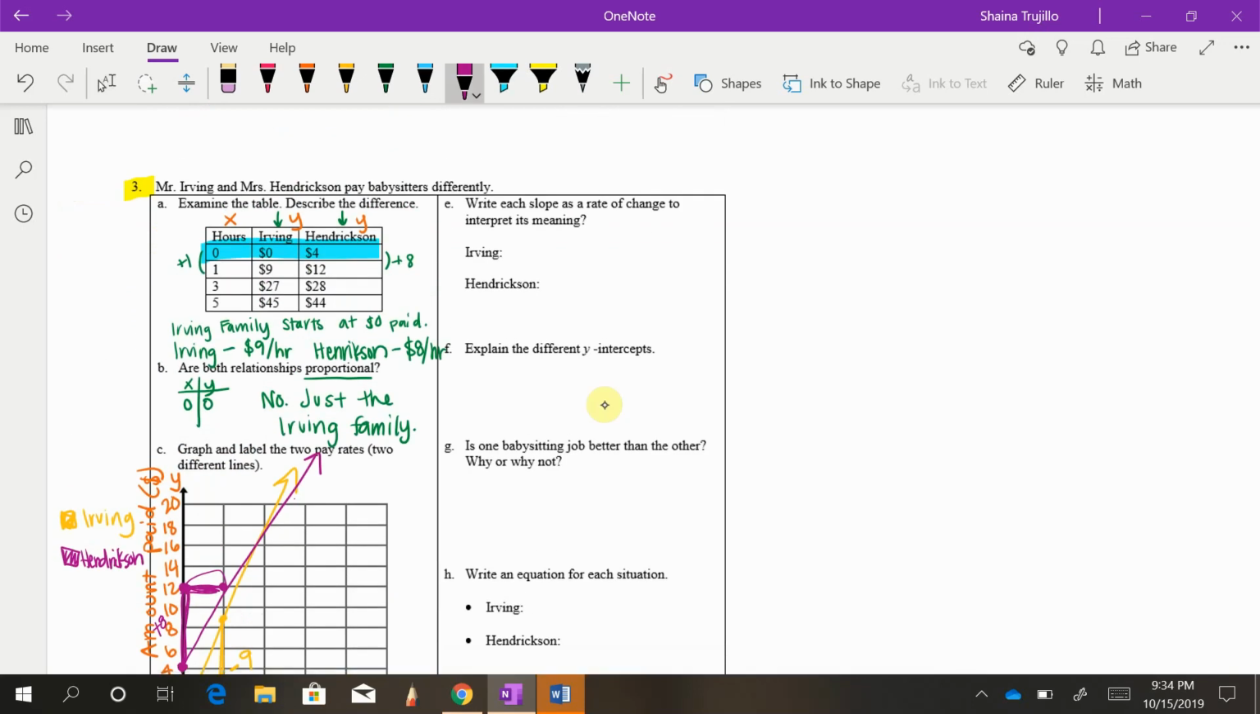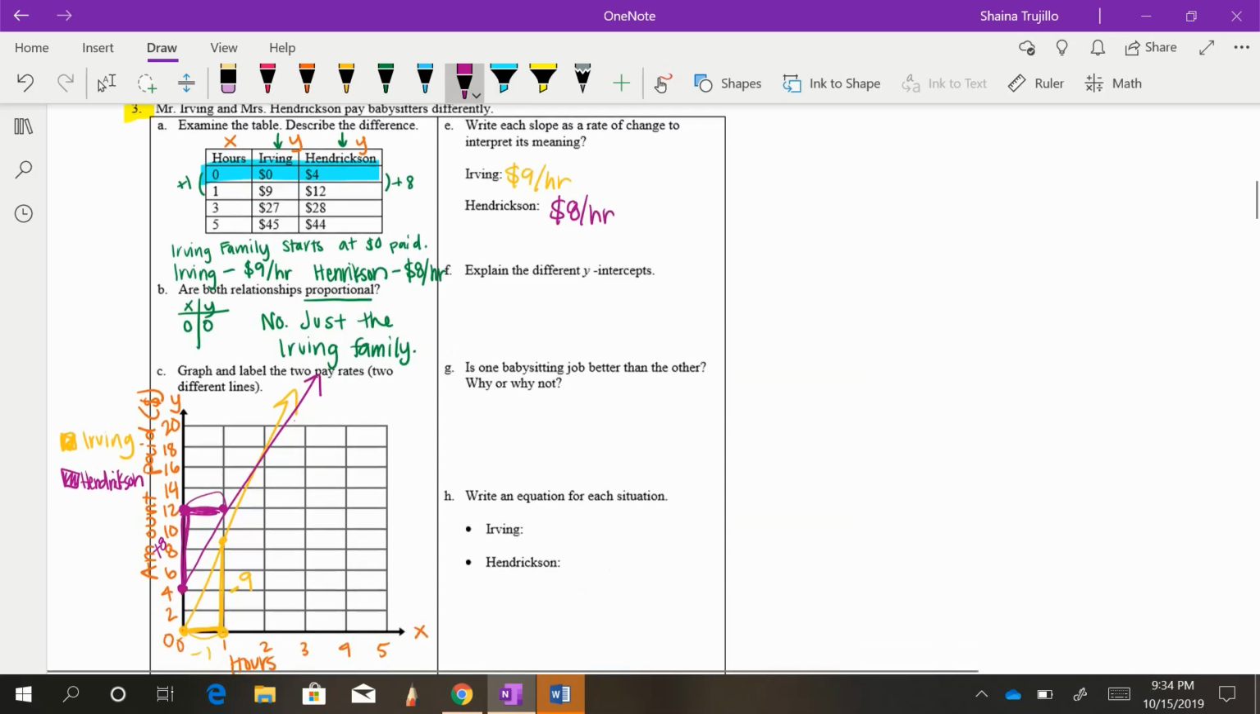Part E says, write each slope as a rate of change to interpret its meaning. Easy peasy. For earrings, I make $9 an hour. And for the Henriksons, I make $8 an hour. So explain the different y-intercepts.